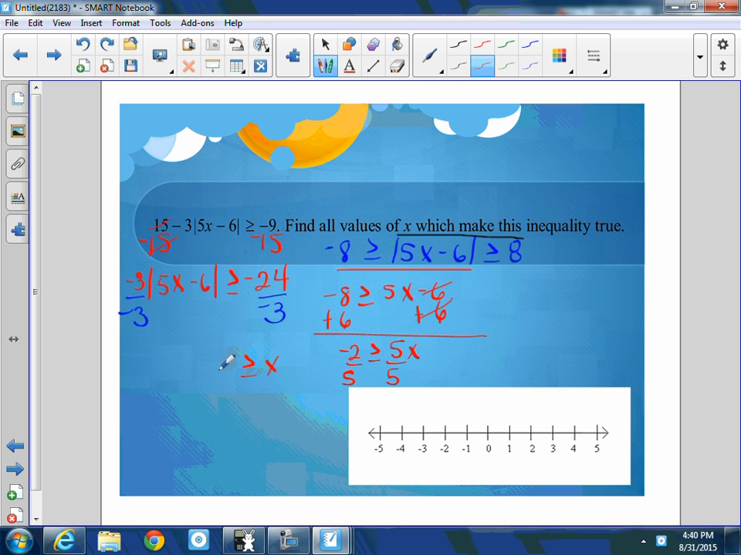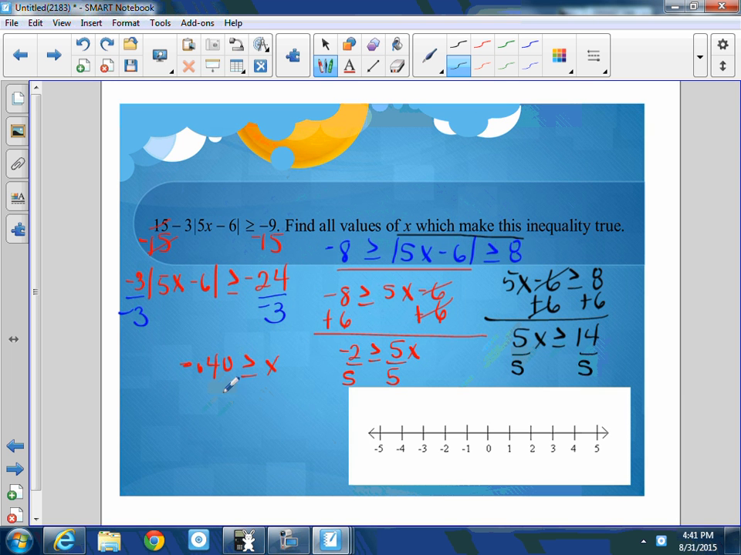Divided by 5, x is less than or equal to negative 0.4. And then the second part would be 5x minus 6 greater than or equal to 8. Plus 6, plus 6, that's 0. So 5x is greater than or equal to 14. Divided by 5, and x is greater than or equal to 2.8. Okay, so 2.8 would be somewhere over here, and it's a full circle because it's equal to. x has to be greater than that, so that's where they go.